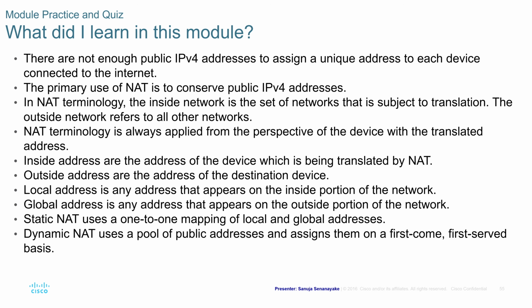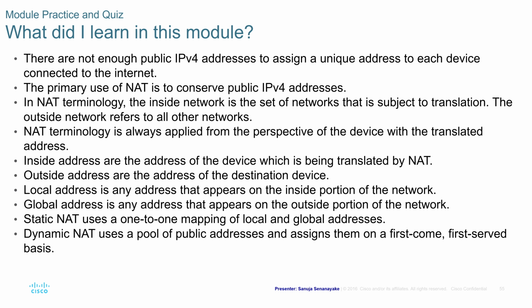So here is a summary of what we have learned. In the next few slides, I will go through the items that we have covered in this lecture. We learned that there are not enough public IPv4 addresses to assign a unique address to each device connected to the internet. That's where the term IPv4 address exhaustion came from. The primary use of NAT, or network address translation, is to conserve public IPv4 addresses. In NAT terminology, the inside network is the set of networks that is subject to translation. The outside network refers to all other networks.